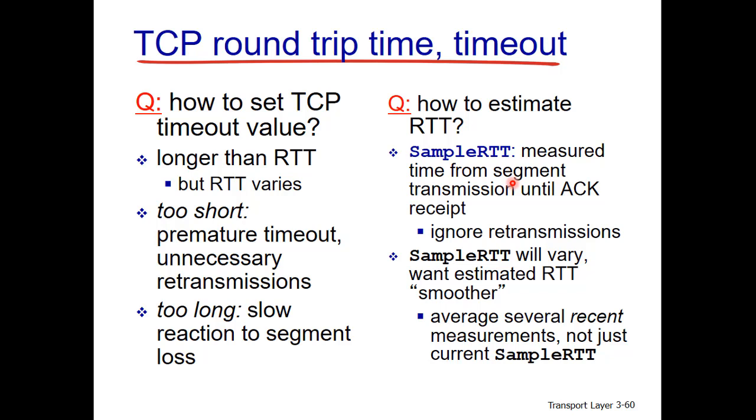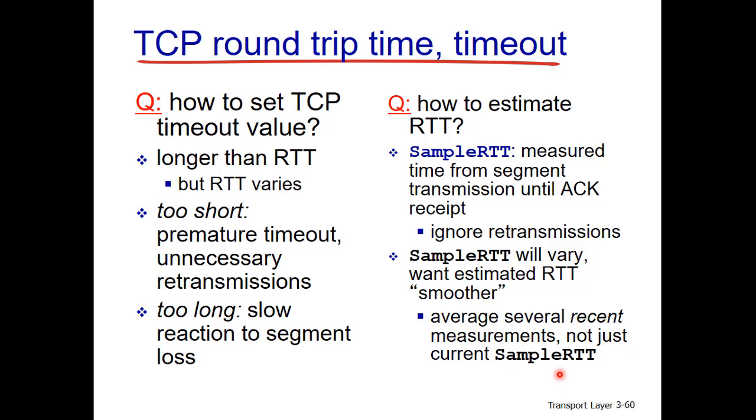And it varies a lot. Okay, let's say we ignore retransmission. Okay, on top of that we are ignoring this. Sample RTT will vary, and we want an estimated RTT which is smoother, which is the average of several RTT measurements, not just the sample RTT.